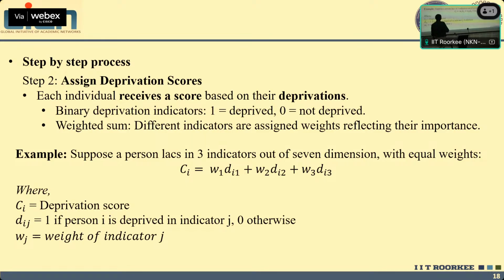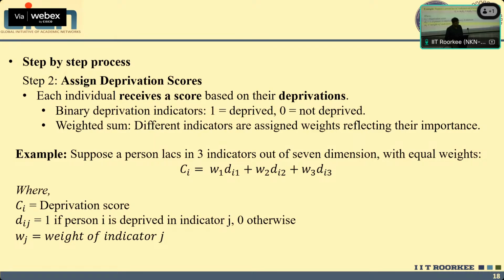So this is how, in a simple example, we calculate with its respective weight. At this moment, suppose a person lags in three indicators out of 7 dimensions. The simplest way is to start with equal weights, as if there are no weights. But if you go by indicators dimension-wise, then we will get a fractional value of W, that is weight, which is different from one to another because we have sub-indicators and sub-indicators are not the same.